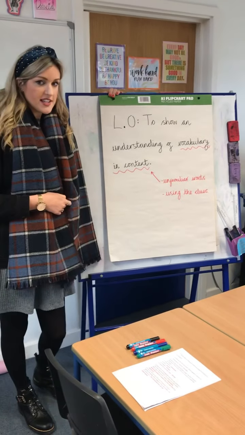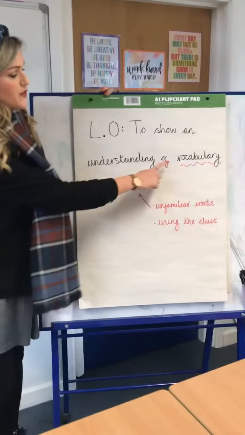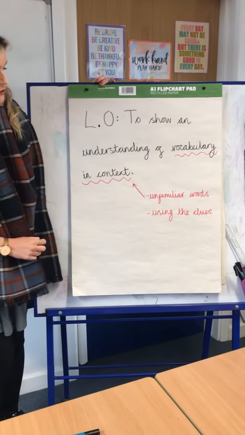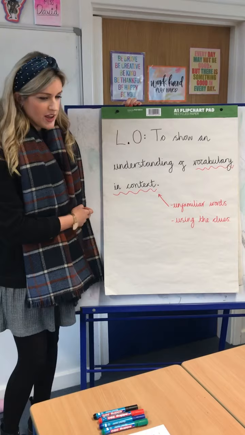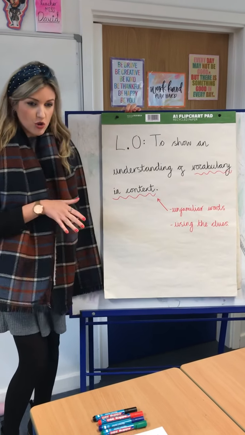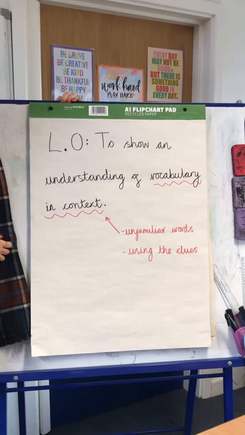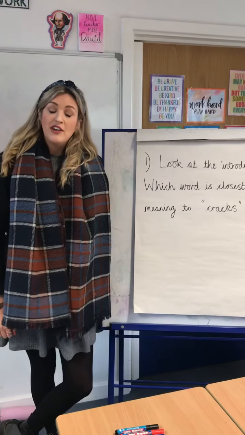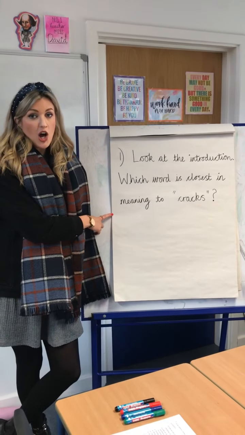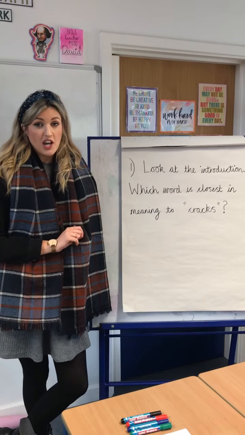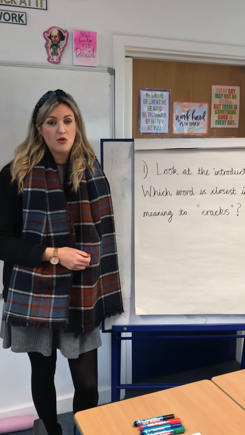So our learning objective for this morning is to show an understanding of vocabulary, so words and phrases in context. What this means is that we're going to be looking at those unfamiliar words where we're not sure of the meaning, and we're going to be using the clues in the text to work out what they mean. So Year 5, I am going to show you a question and then I want you to pause your video so that you can answer the question in your home learning books and then we can go through the answers.